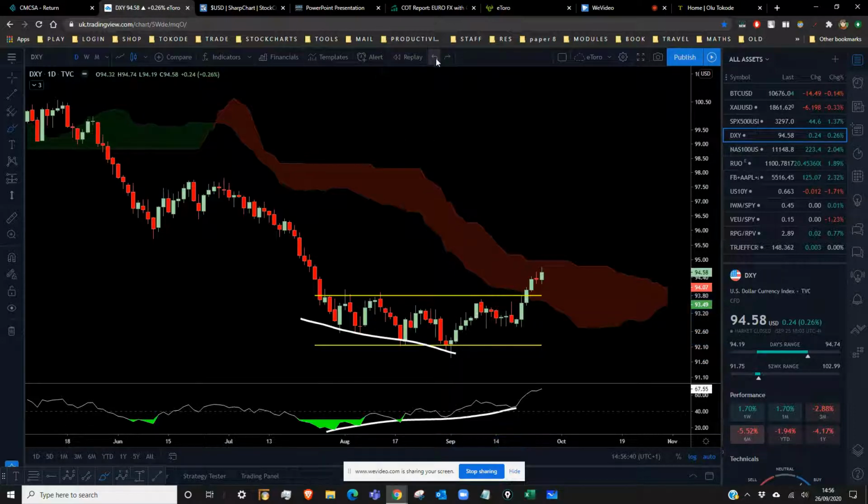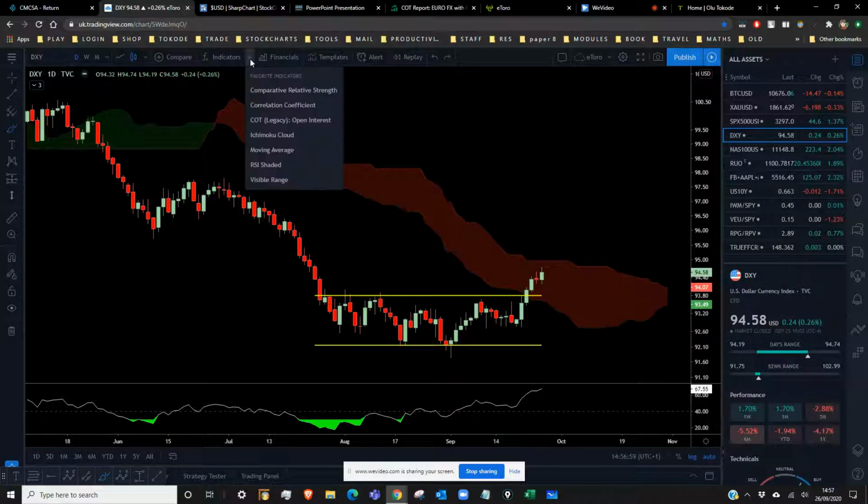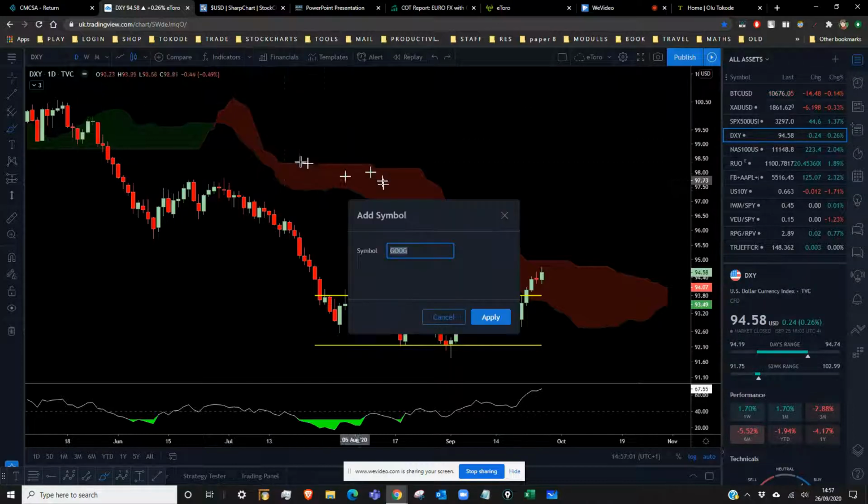The second confluence I'm looking for is some sort of correlation with another asset. The US dollar and gold are usually correlated. Now, correlations break down from time to time. So what is the current correlation of the US dollar with gold? I'm going to look at that using my correlation coefficient.